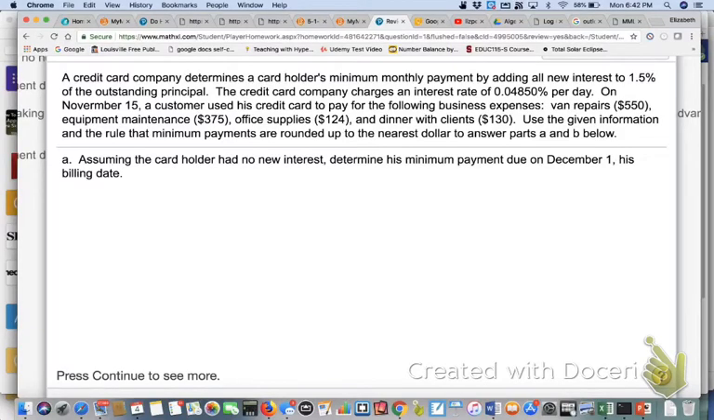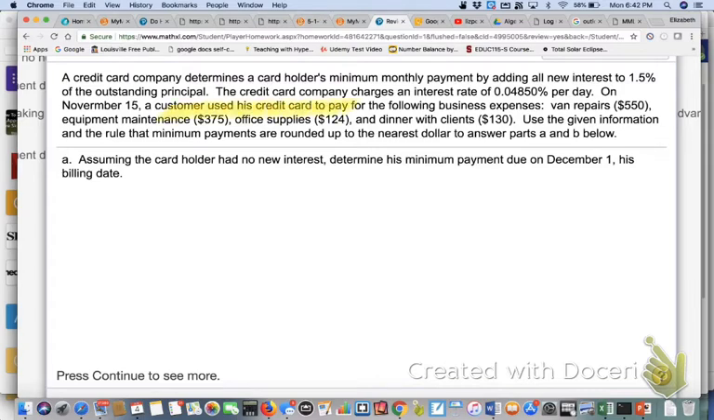Hey guys, I'm going to work the textbook example of the 10.4.23, the one similar to that homework problem, the one about credit card minimum payments. Before we can figure out how much interest you're going to be charged, the first thing we need to do is figure out how much money got borrowed in the first place. So that's what I'm going to start with.